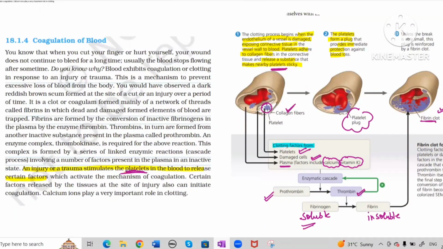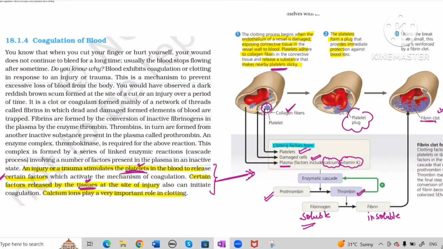Then see carefully. Certain factors are released by the tissue also at the site of injury. It means clotting factors are coming from the damaged tissue also. Then in the plasma, I told you, calcium is playing a role in the clotting. So all this is the line which I will explain. The clotting factors, certain factors, are coming from the platelets. They are coming from the damaged tissue.